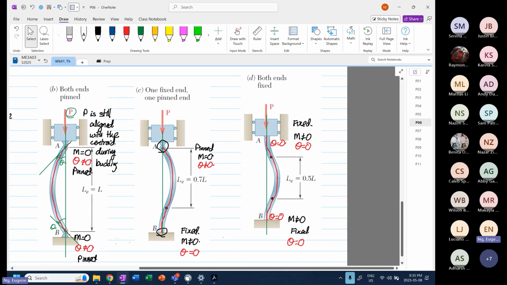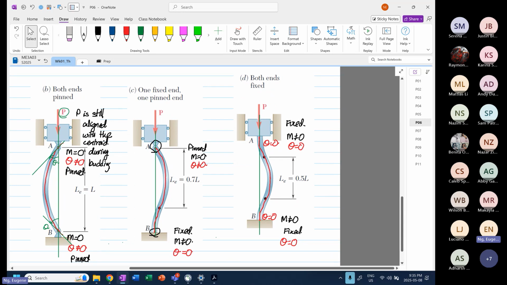When is it fixed? Fixed is when the moment is not equal to 0, but the slope of the deflection is equal to what? 0. Okay. So I want you all to capture this aspect first, because this is one of the difficult parts regarding buckling. Okay, now let's go back.